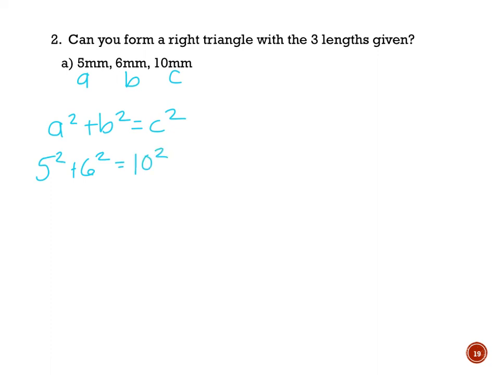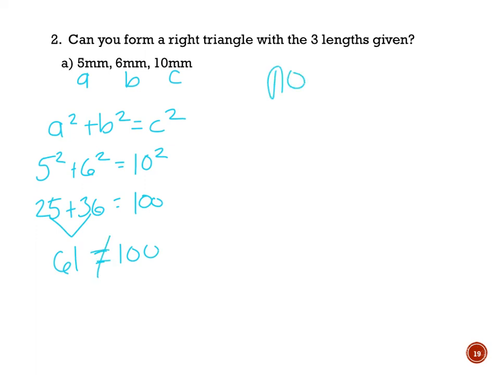Okay, so I want my left and right side to equal each other. So 5 squared equals 25, 6 squared equals 36, 10 squared equals 100. 25 plus 36 equals 61. 61 is not equal to 100, so no, we cannot form a right triangle with these three lengths.